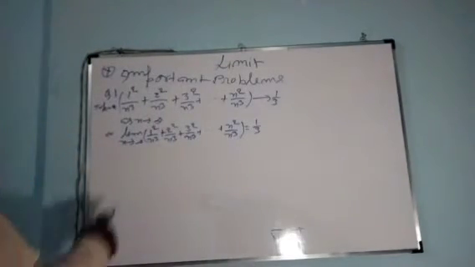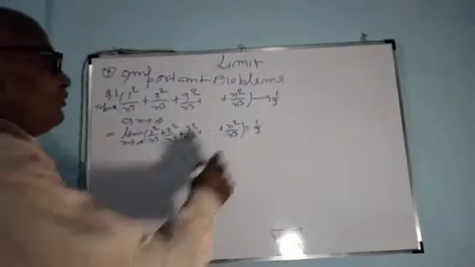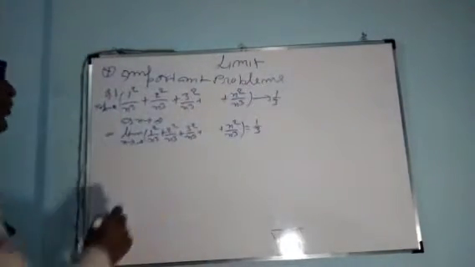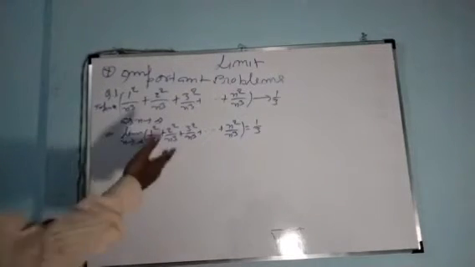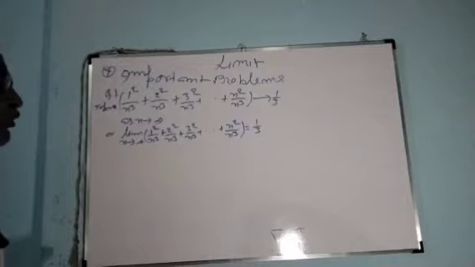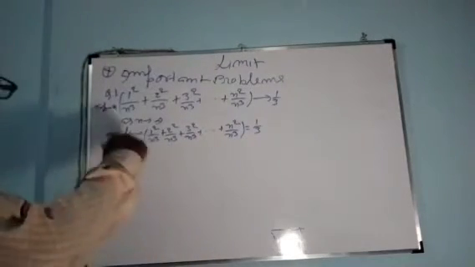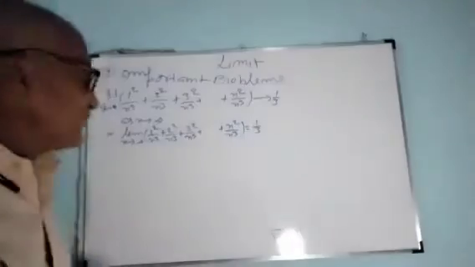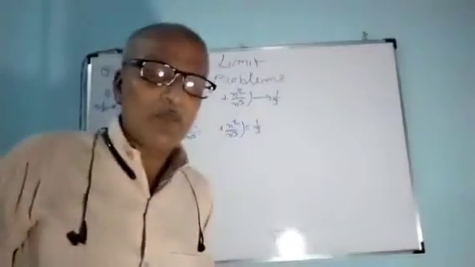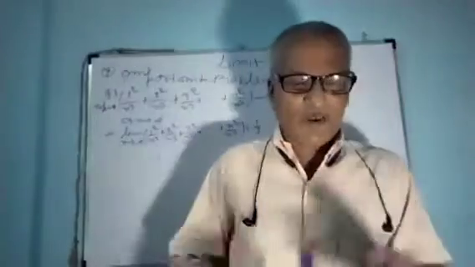For question number one: 1 square by n cube plus 2 square by n cube plus 3 square by n cube plus so on up to n square by n cube tends to 1 by 3 as n tends to infinity. This question can also be asked in this form: limit n tends to infinity of 1 square by n cube plus 2 square by n cube plus 3 square by n cube and so on up to n square by n cube is equal to 1 by 3. In this situation, we first obtain the summation and then we obtain the limiting value of the function. Let us see.